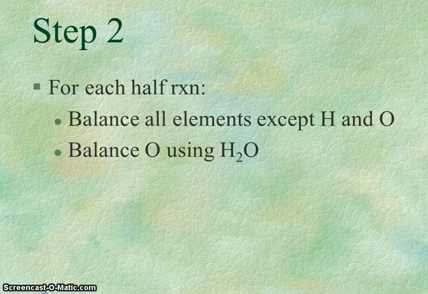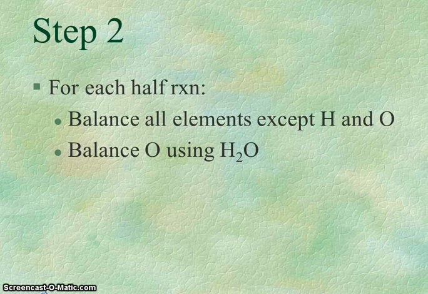The next step is going to be to balance all of the oxygens on both sides of our half reactions. And the way we're going to do that is by adding water molecules in. We need to add one water molecule for every oxygen that needs to be balanced. And the reason we can do that is because these are aqueous reactions, so there are water molecules available for the reaction.